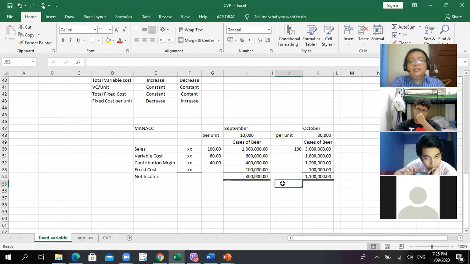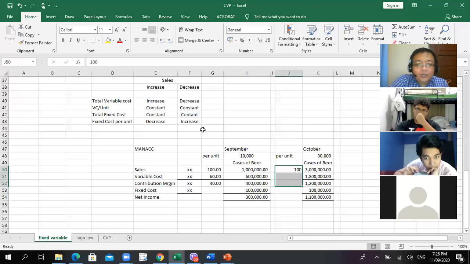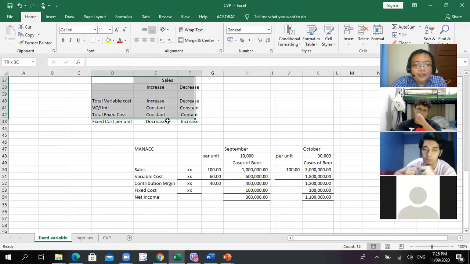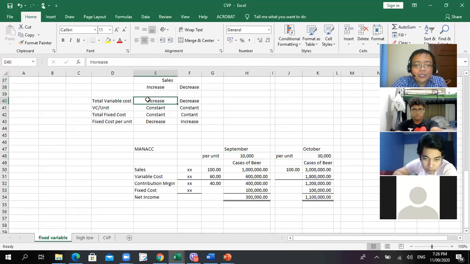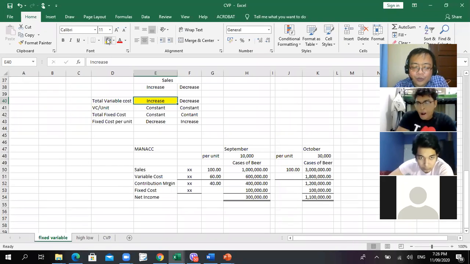All right. Sige nga. Sir, tama ba yung sinusulat mo? Wait lang. All right. Sir, tama ba to? Tumaas yung benta ng beer from 10,000 to 30,000. What happened to your variable cost? Increase ba? 600 to 1.8. Tama ba ito? The answer is yes, right? How about the variable cost per unit?